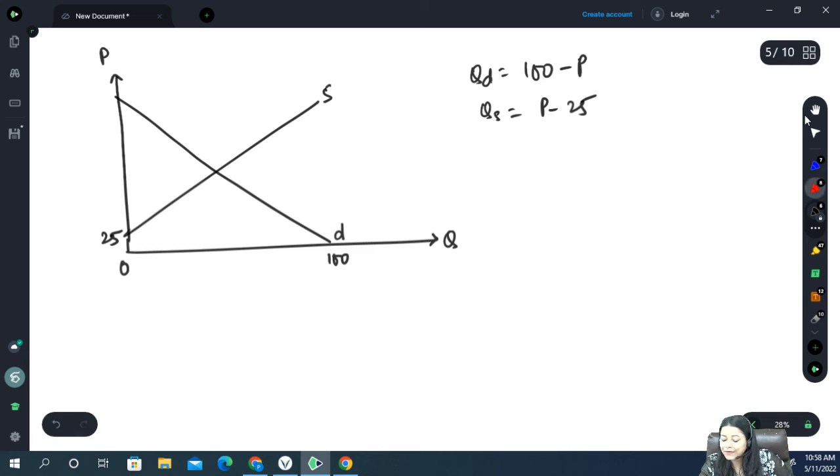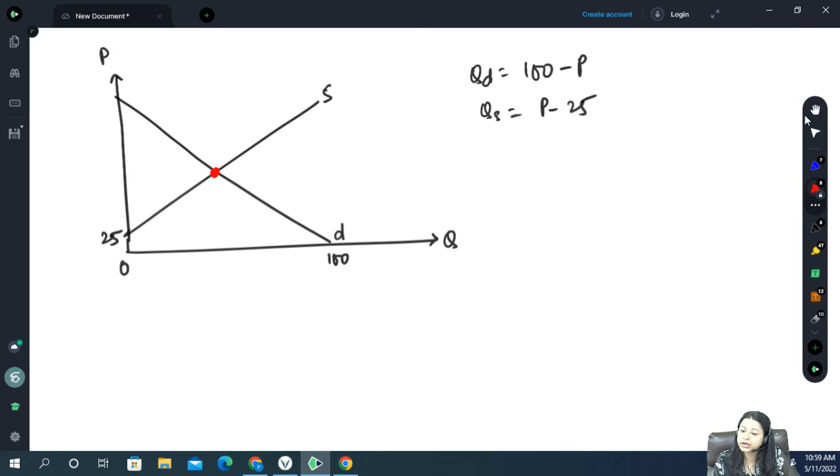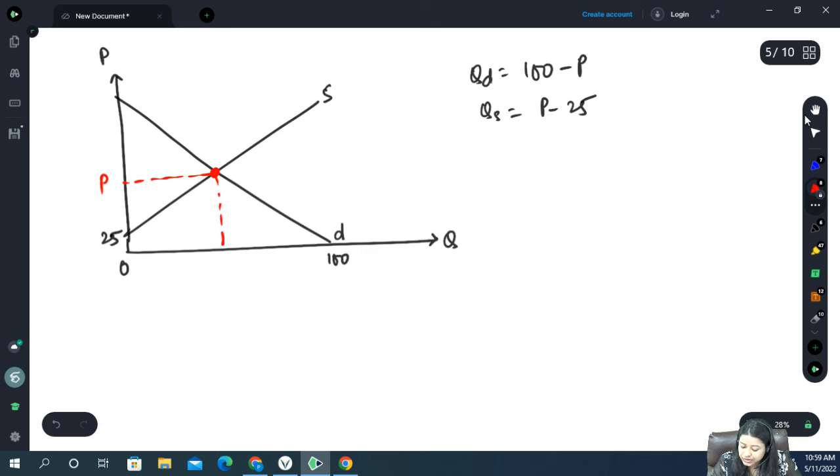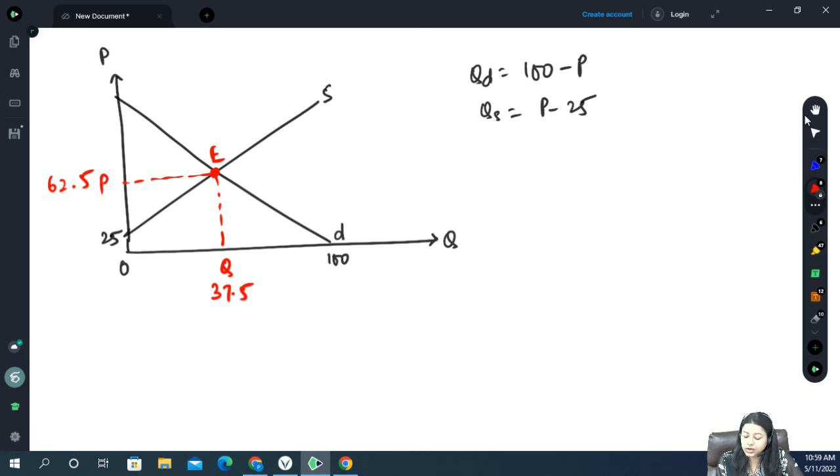So here, what we have is this point. What we see over here is where your supply crosses the demand equation. This point where your demand crosses your supply equation, this particular price and this particular quantity will be your equilibrium. We can denote it using a capital E or a small e. This is known as equilibrium price and equilibrium quantity, which we have already calculated as 37.5 and 62.5. Clear?